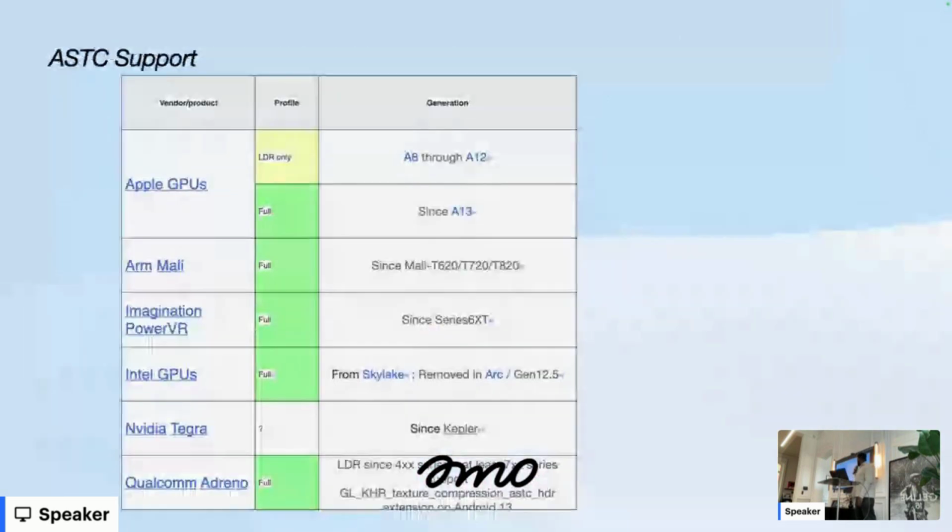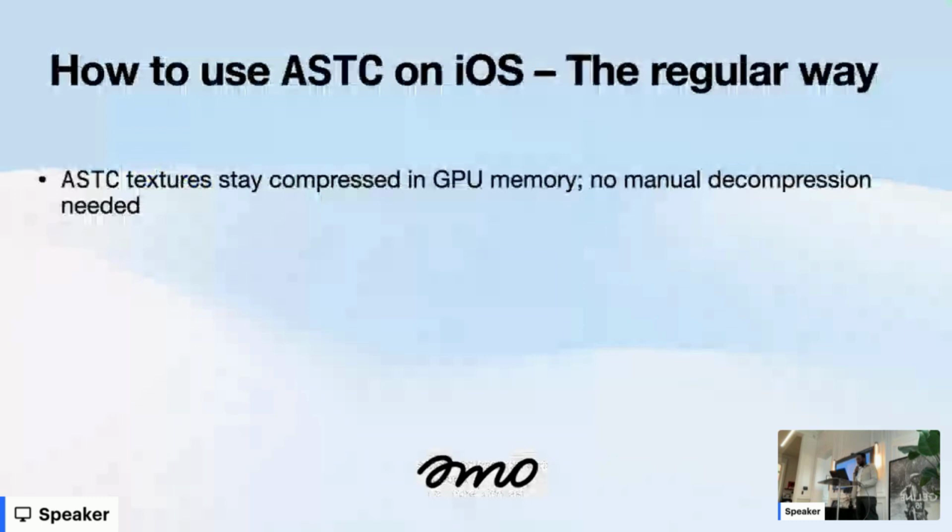So let's check the support of this strange techno. It's supported by Apple GPUs since A8. It's iPhone 6, basically. LDR here means that it's low dynamic range, so it's supported since the iPhone 6. It's also supported on most of the platforms, more or less, but it works.